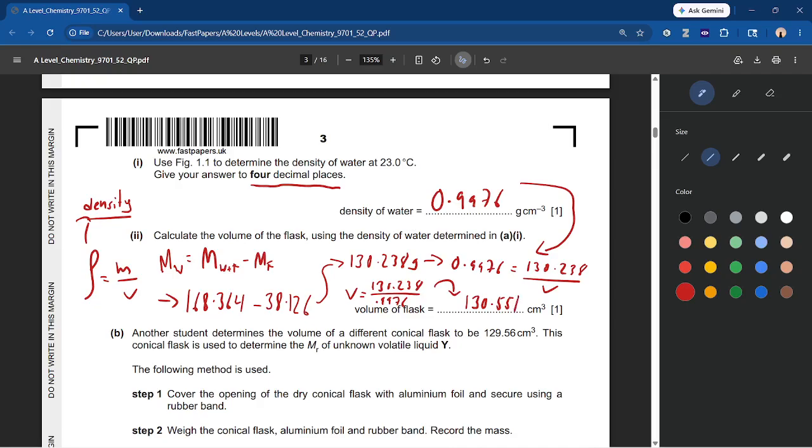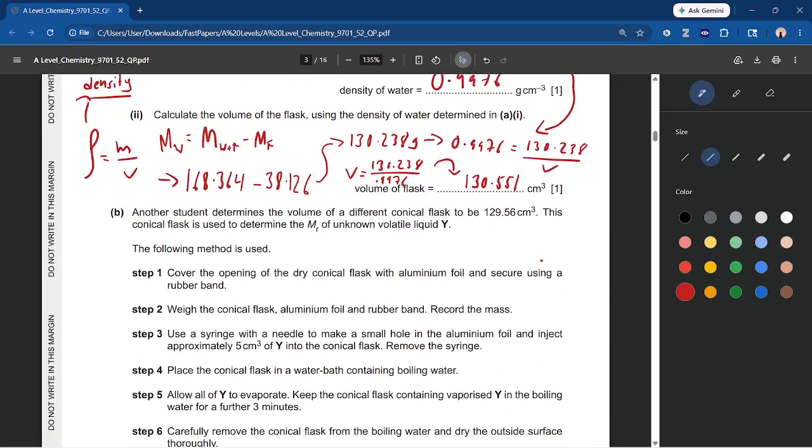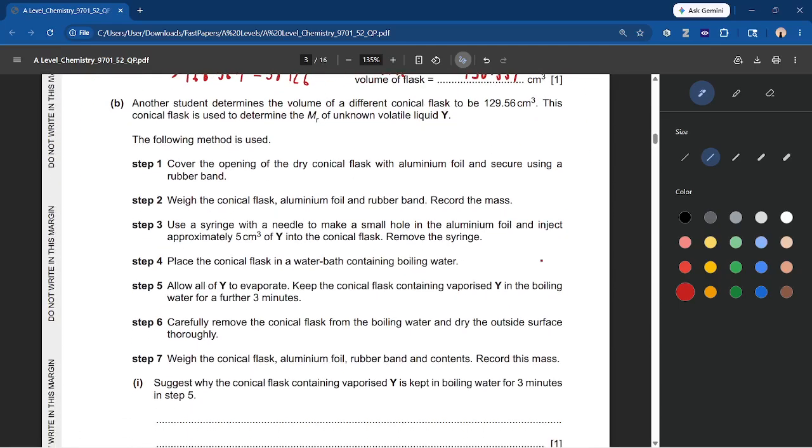130.551 centimeter cube. So for the number of decimal places, because you've got two figures over here, one of them is 3 decimal places and the other one is 4 decimal places, you can go either 3 or you can go 4, it doesn't matter. So I decided to go with 3 in this case.